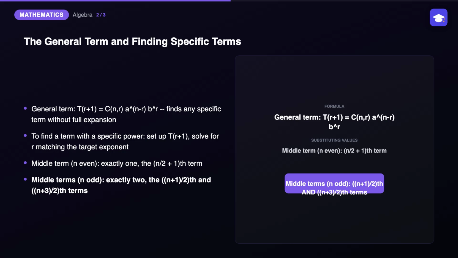To find the middle term specifically, if n is even, there's exactly one middle term, the (n over 2 plus 1)th term, but if n is odd there are instead two middle terms, the ((n plus 1) over 2)th and the ((n plus 3) over 2)th terms.